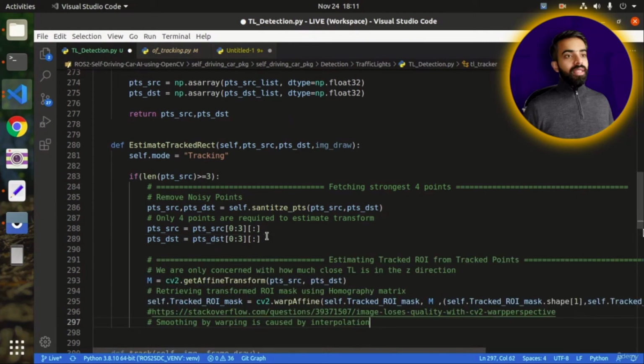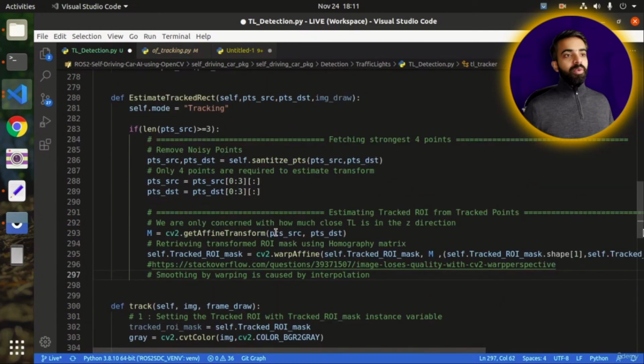So let's do that. We use the strongest point source and point destination to get the affine transform, which estimates the homography matrix, and then use that homography matrix to warp or transform the previous image or previous mask into the new mask that represents the track region of interest. Once we have done that, we now have the mask, and we can proceed to the next step.